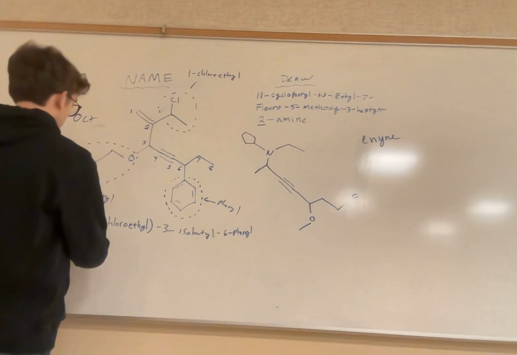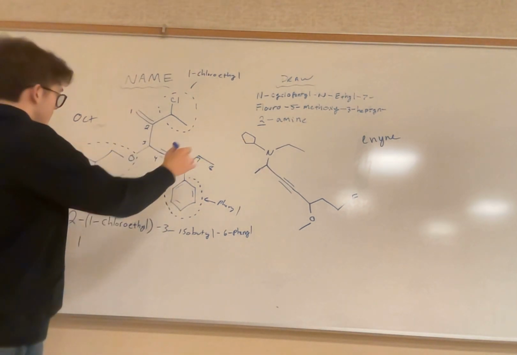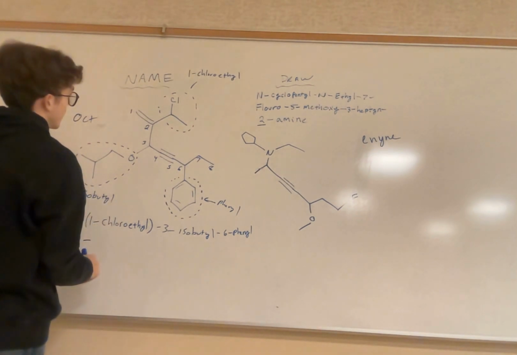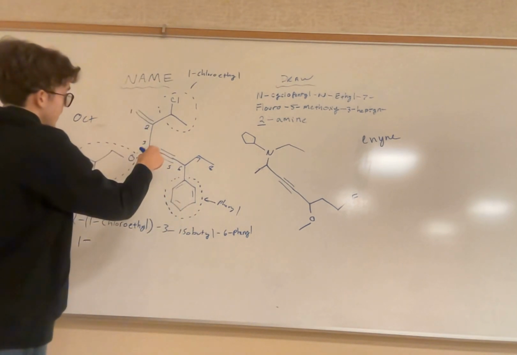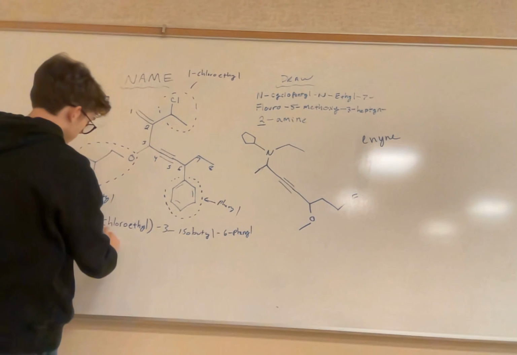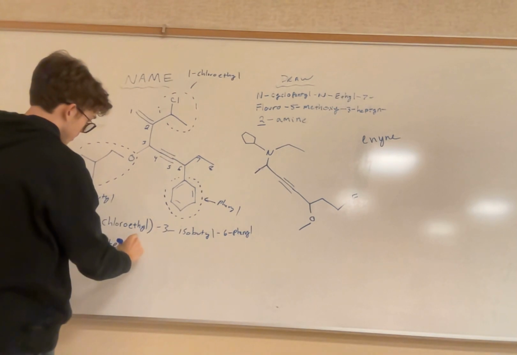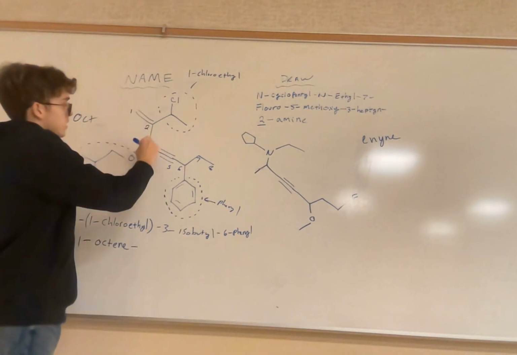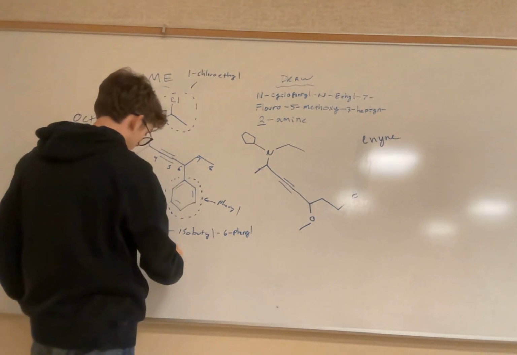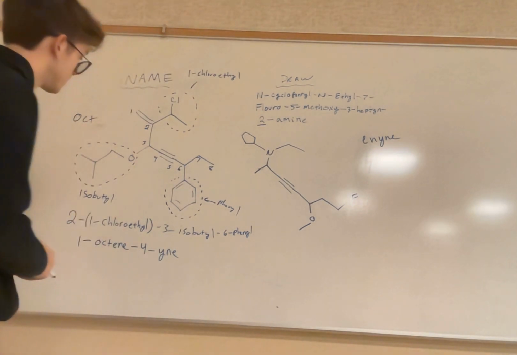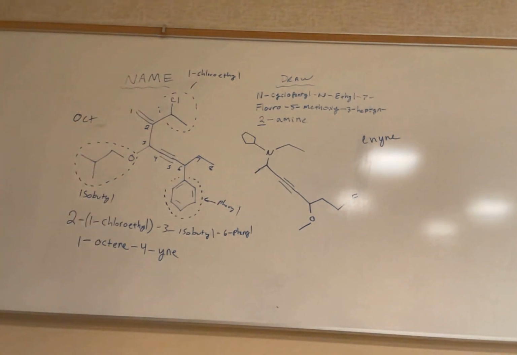Okay, so in the first position, we're gonna go for the alkene first. So we have 1, and then we have octane, or an octane parent, but remember we have the yne and the ene, so we're gonna go octene, and then we know that this starts at 4, so we'll put 4-yne. Alrighty. That is how you name that molecule there. 2-chloroethyl, 3-isobutyl, 6-phenyl, 1-octen-4-yne.